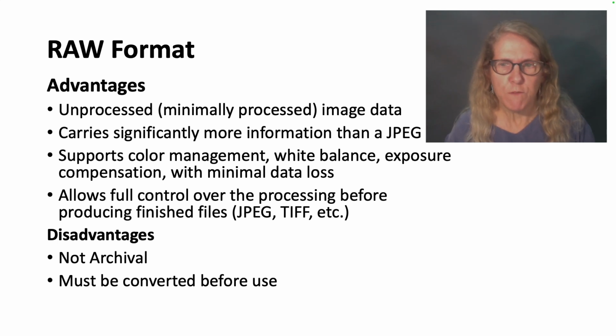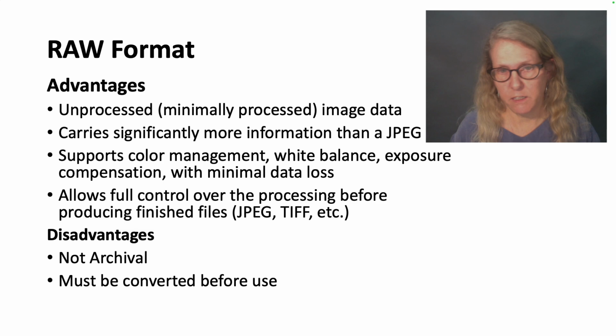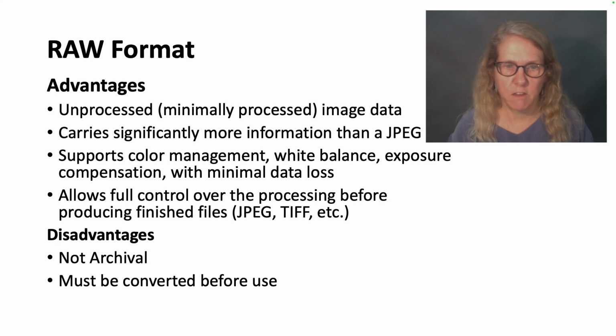But essentially, if you shoot JPEG in your camera, you're just throwing a bunch of information away right off the bat, and the computer chip inside your camera is processing that data in ways that you can't control, and likely applying things like sharpening and saturation and other things that you don't want to do. You can't properly color manage that data, white balance that data. You can't do any exposure compensation without data loss, and so forth. So shooting RAW gives you full control over the processing before producing whatever your finished files need to be, DNGs, JPEGs, TIFFs, etc.